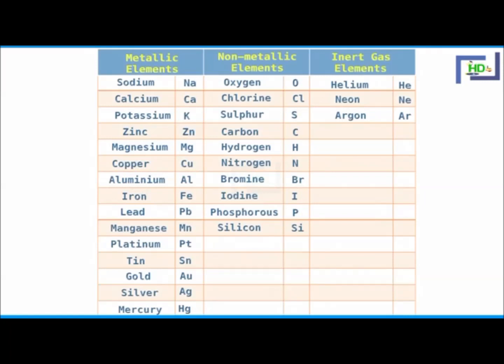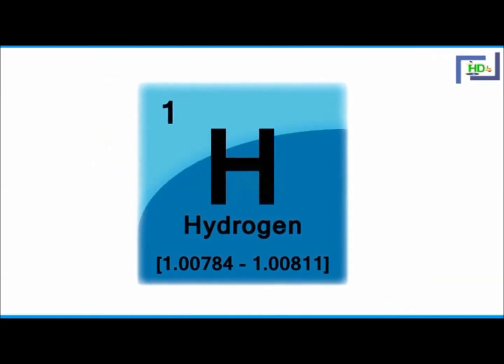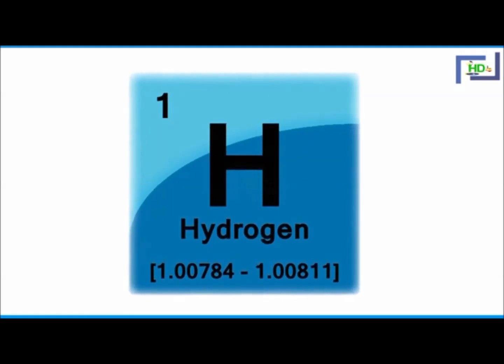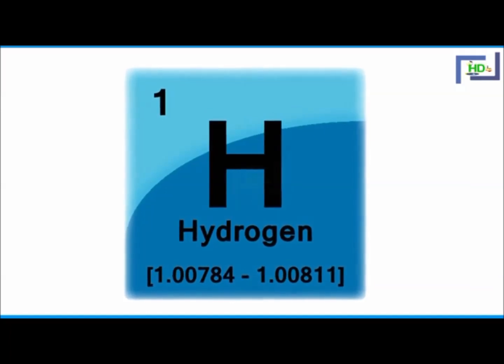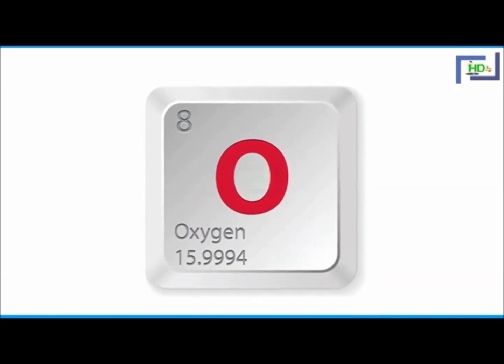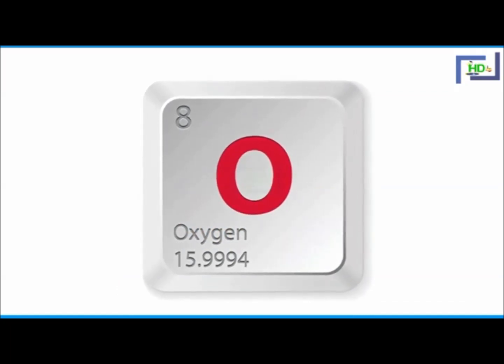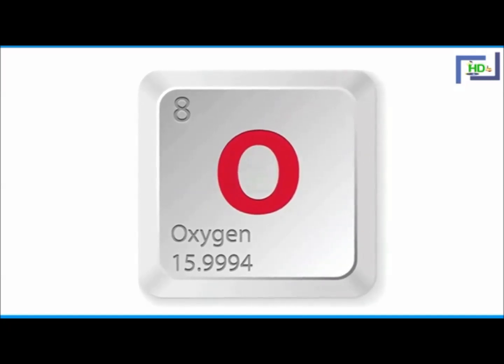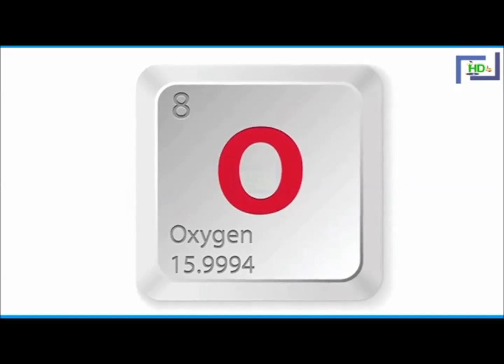Now what does a symbol represent? What information does it give? A symbol conveys very useful information about the element it represents. For example, H is used for the element hydrogen and conveys the following information. The symbol H is of the element hydrogen and H represents one atom of hydrogen. Similarly, O is used for the element oxygen and it conveys that the symbol O is of the element oxygen. The symbol O represents one atom of oxygen.